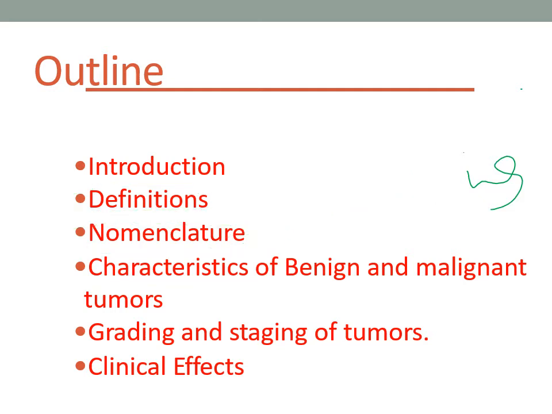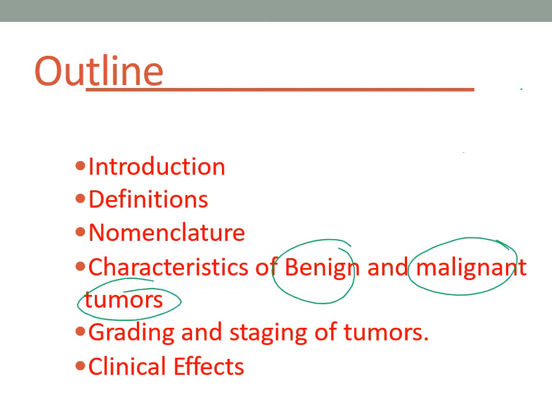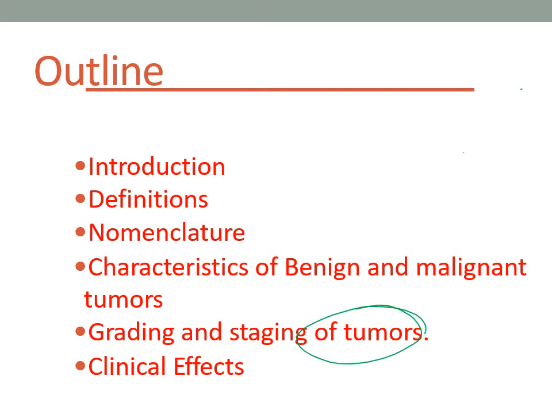After that, we have to see characteristics of benign and the malignant neoplasia tumors. This is just to tell us that neoplasia are grouped into benign and malignant. After that, we have to pass through grading and staging of these tumors. And the last is the clinical effect of neoplasia. So you are warmly welcome as we are proceeding with this important lecture.